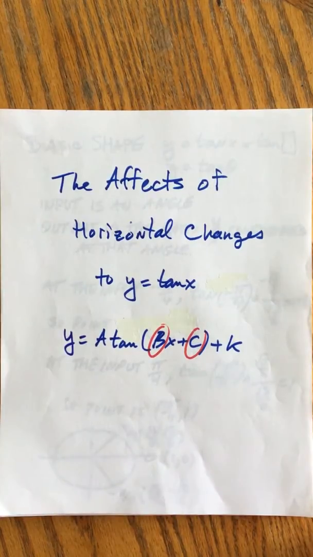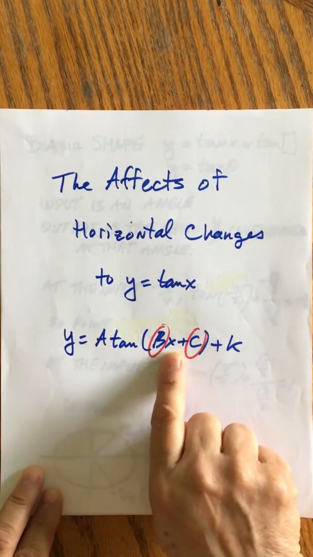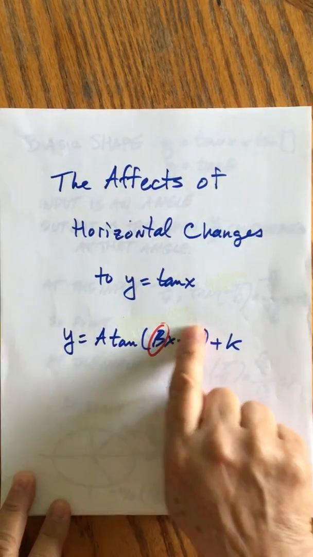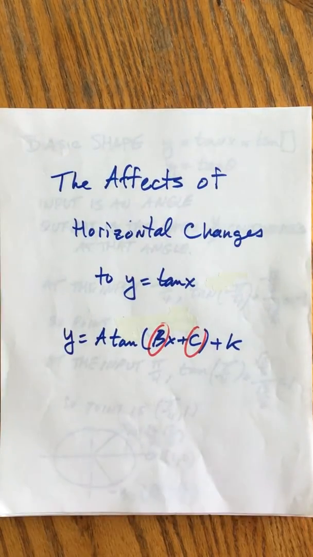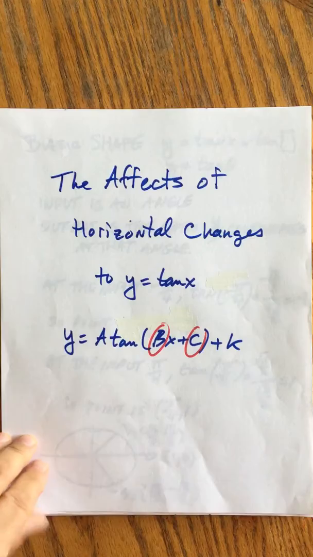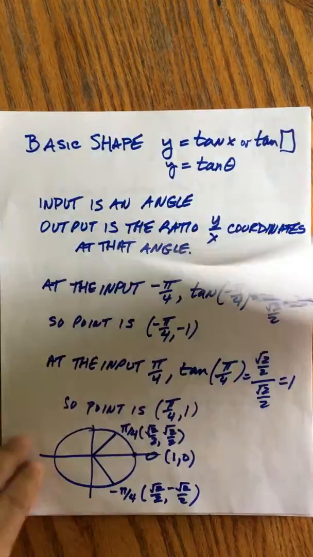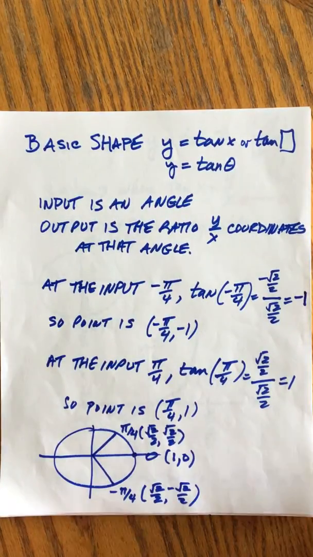Hello, in this video I'm going to look at the effects of horizontal changes to the graph y equals tangent x. And the horizontal changes come from the b in front of the x and the c. All of this is part of the input to tangent, so that's going to have a horizontal effect. Now, I just want to again go over the basic shape of y equals tangent x.